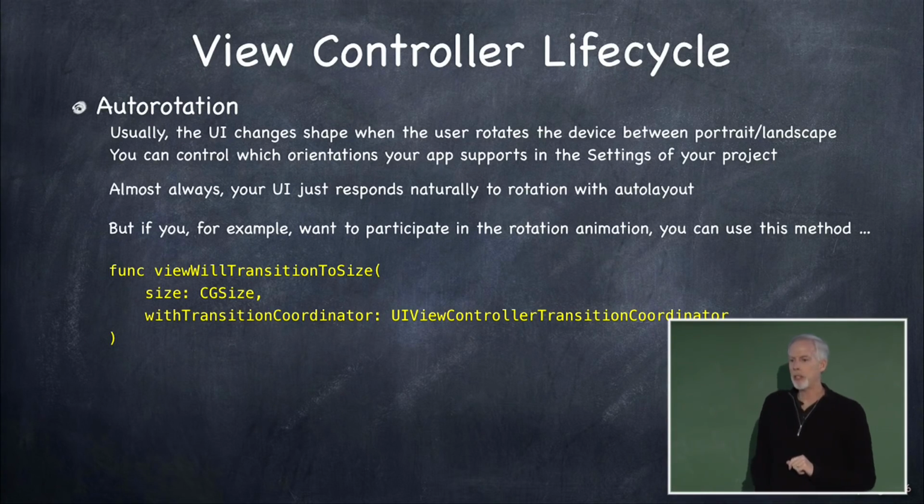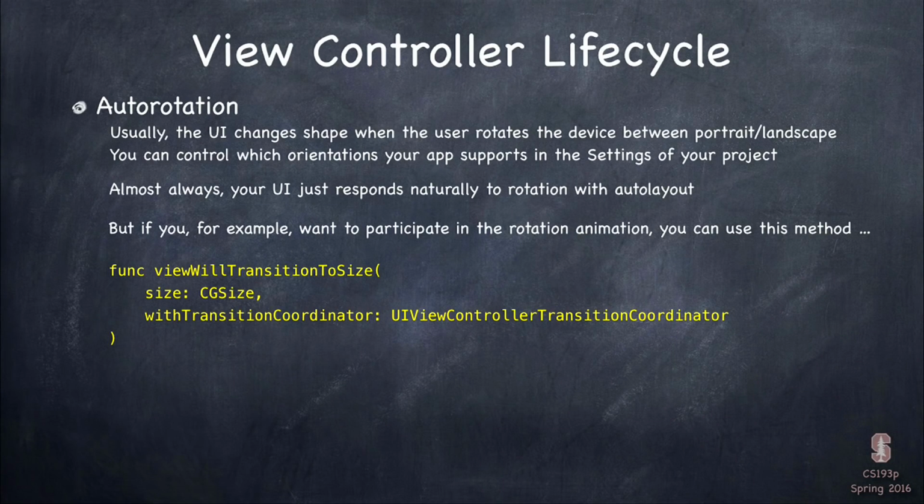And you can fly things across the screen too if you want, using this life cycle method called view will transition to size. It's basically telling you this is going to transition. It has this thing called a transition coordinator. You can look up the documentation on it. But the main thing the transition coordinator has is a closure that you can provide that will be executed alongside the animation that it's doing to animate your rotation. You won't need this in this class, but I just want to let you know this is here.